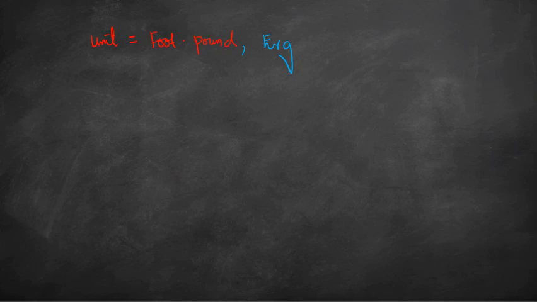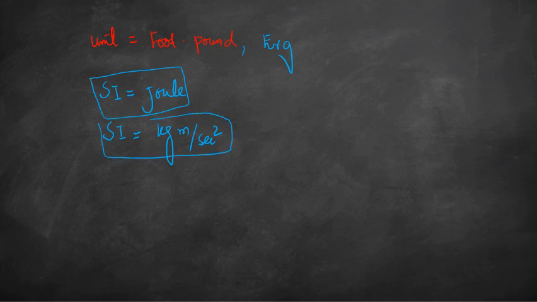Dear student, please keep in mind that the SI unit of work is joule, but the SI unit of work is also kilogram meter square per second square. Now let's discuss how the SI unit joule of work is related to kilogram meter square per second square.